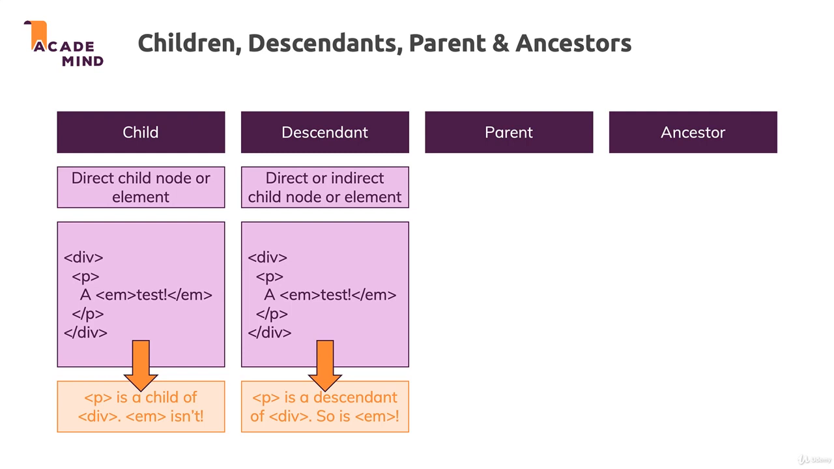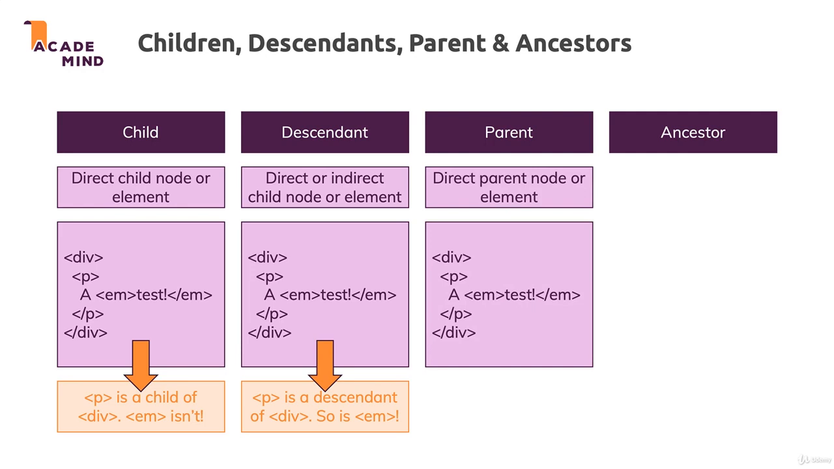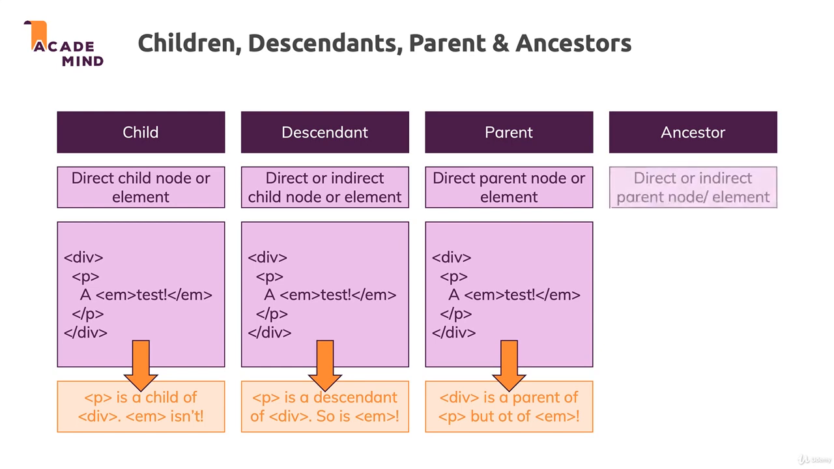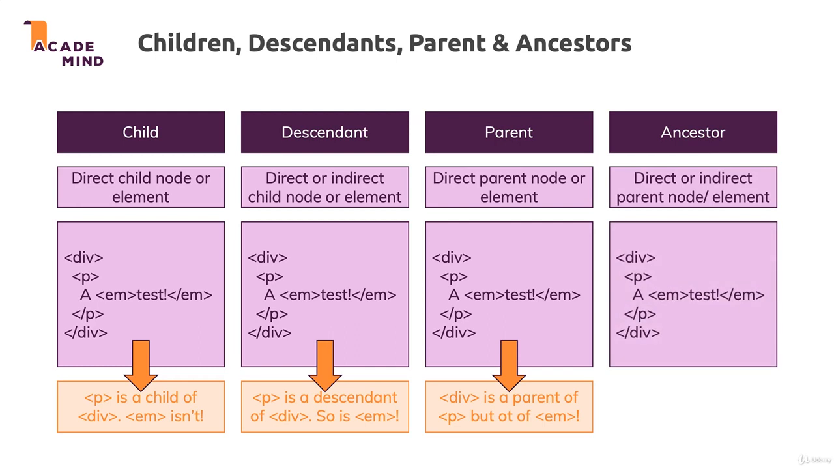Now, parent and ancestor are kind of the opposite. A parent node or element is the direct parent node or element of another element. So in this example still, the div is a parent of the paragraph but not of em, for the same reason as em is not a child of the div. And the ancestor, on the other hand, if I talk about an ancestor element or node, then this is a direct or indirect parent relation. So there, in that same example, we have div as an ancestor of both the paragraph and the em tag. So that is important. That's an important differentiation.